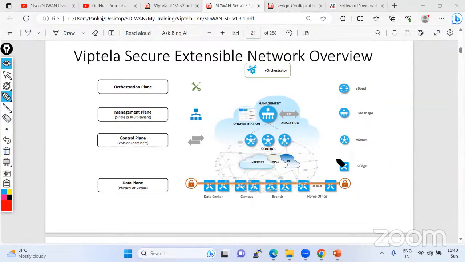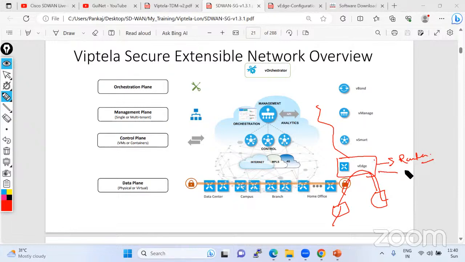The next thing is vEdge. This is your actual router. It's nothing but a router. With the help of the router, you can do the actual site-level packet switching, from one port to another, which means your LAN is connected. Any packet you receive from the LAN that you want to send to the WAN, you can do that, or within the LAN you can send via this router. This could be the vEdge or the cEdge. cEdge is the Cisco Edge, vEdge is the Viptela Edge. So these are known as data plane devices.